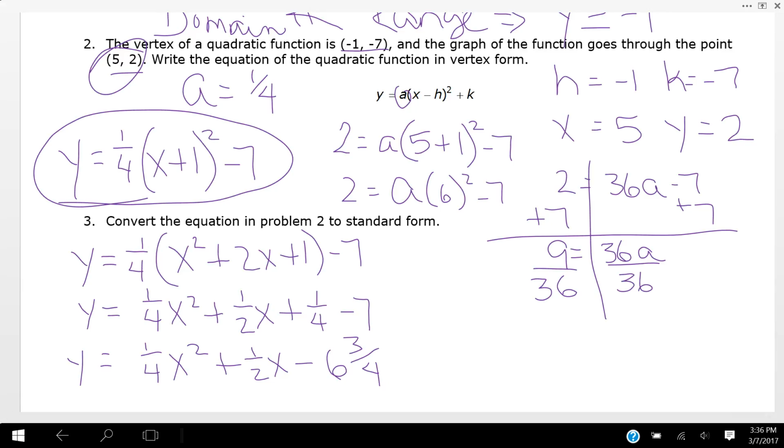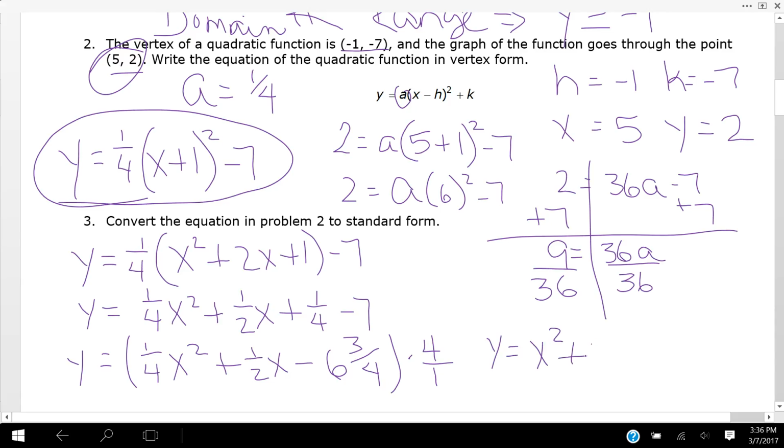I can multiply everything times 4, which would give me y equals x squared plus 2x minus 27, since 27 times 4 divided by 4 is 27.